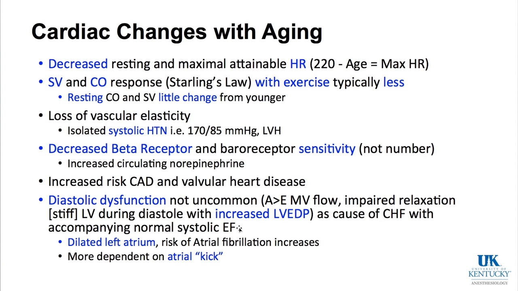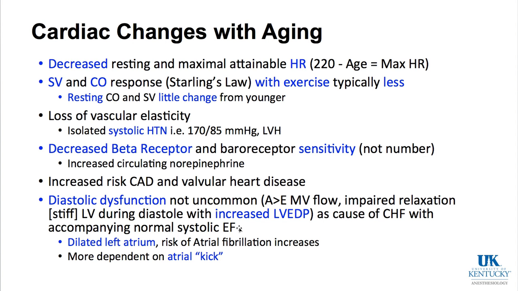This is not a decrease in beta receptor number, it's just that the sensitivity is decreased, and also their baroreceptor sensitivity is decreased. And the body says, aha, what's going on here? I'm not getting as much bang for the buck with the norepinephrine that I have secreted because the beta receptors aren't as responsive. I better mount a bigger norepinephrine response, and so norepinephrine levels go up in the elderly.